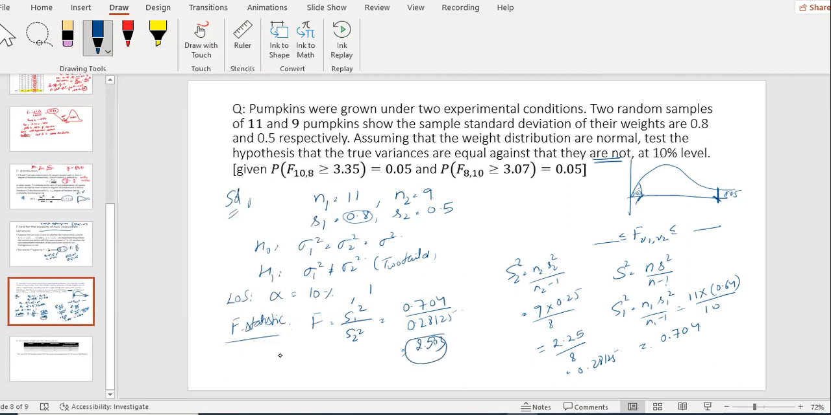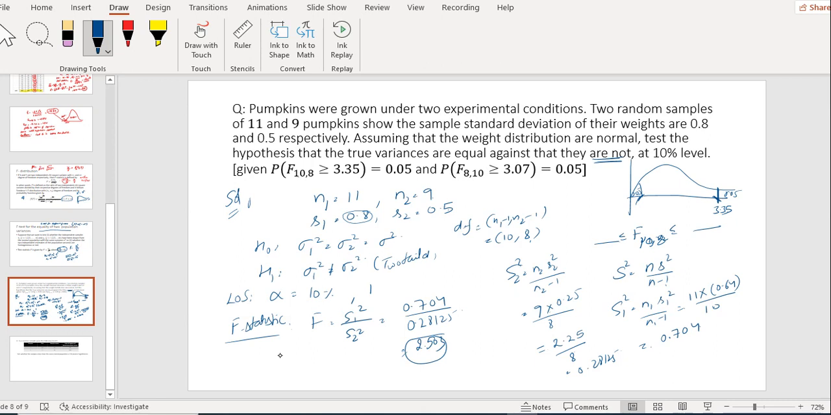Now we need to check what is the value of F at the 10% level of significance. Because in the numerator we have considered S1, the degrees of freedom in this case are n1 minus 1 and n2 minus 1. So n1 minus 1 is 11 minus 1, which is 10, and n2 minus 1 is 8. So we need to check the value of F at 10 and 8 degrees of freedom. At 10 and 8 degrees of freedom, in the right-hand side 5 percent point, its value is 3.35.